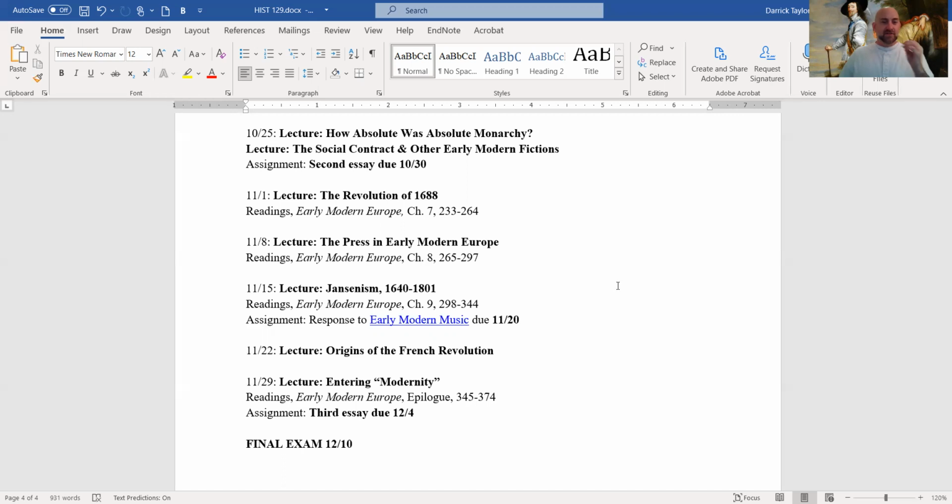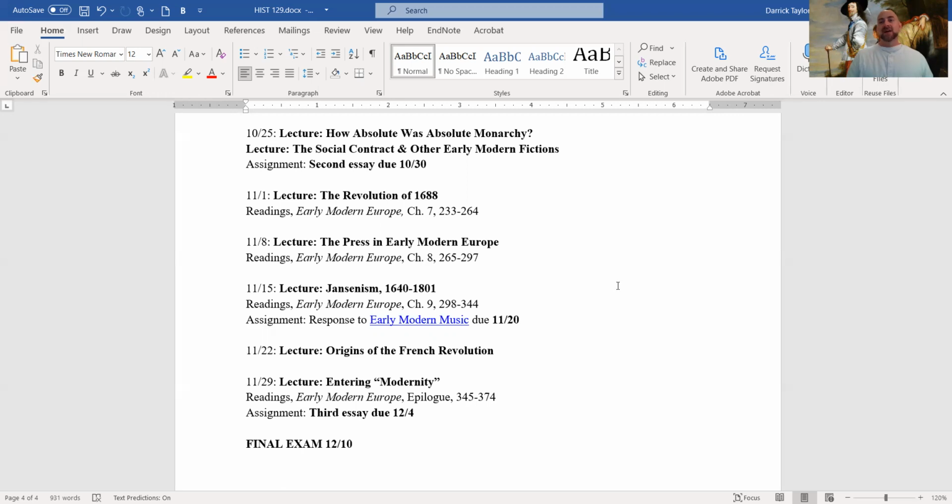And then a lecture on something called Jansenism, which I'll have to explain when I get to it, but it's a curious phenomenon. It plays into the next, we'll actually have one more response there to early modern music, which I'll get to in a moment. Then after that, the origins of the French Revolution.